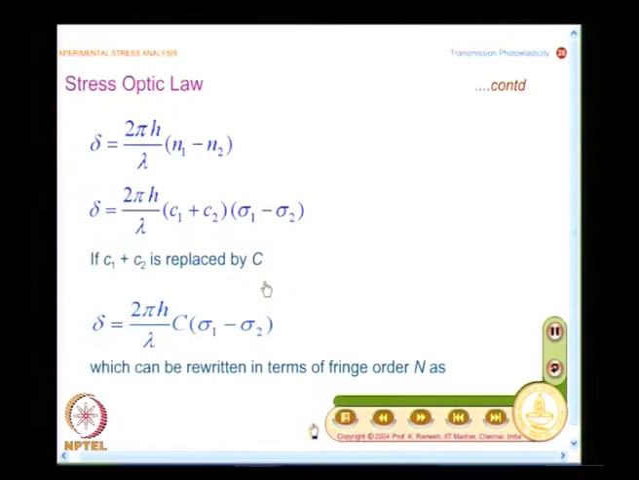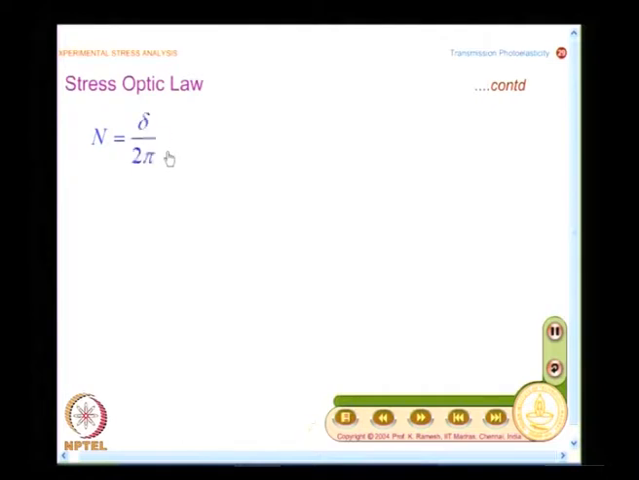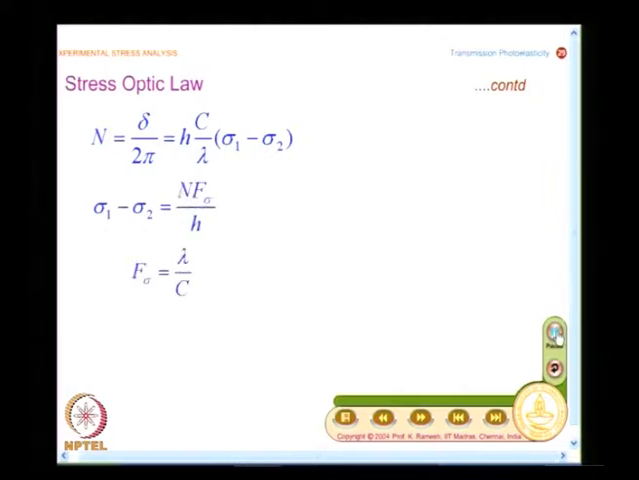So, what we will do is we will recast it. We will segregate the term delta by 2 pi, then the expression becomes a lot simpler to look at. So, I will write this n as delta by 2 pi. I can recast this equation as h into c by lambda, sigma 1 minus sigma 2, and I can write sigma 1 minus sigma 2 finally in this fashion, n f sigma by h, and we have introduced a new symbol for the term lambda by c in this fashion.